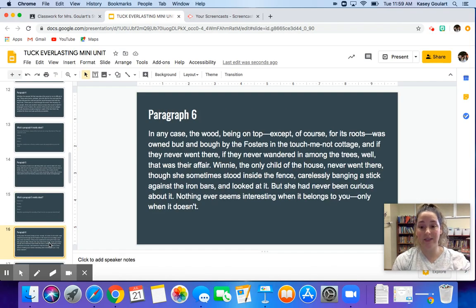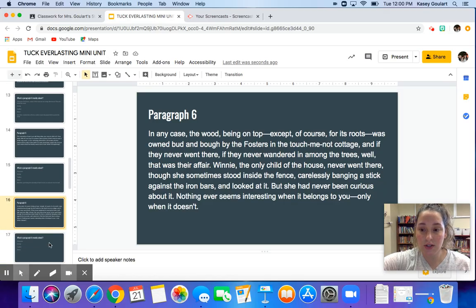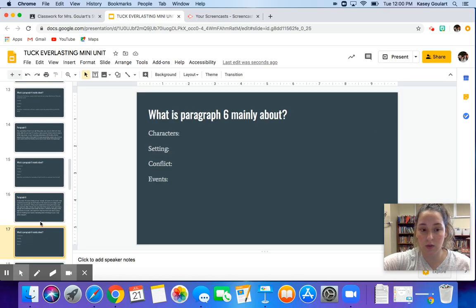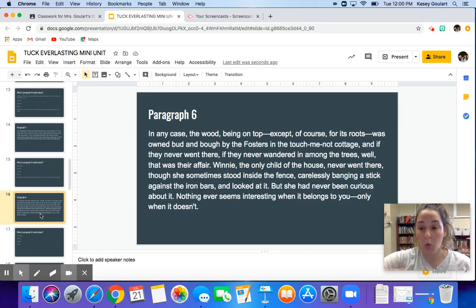We've got 6, 7, and 8 left. Here is the I do section. In a minute, I want you to press pause. I want you to read paragraph 6 and answer the questions: are there new characters, setting, conflict, events, or main idea on the next slide, 17, okay? Once you've read the paragraph and answered or written down your information, I want you to press play and we'll check together.